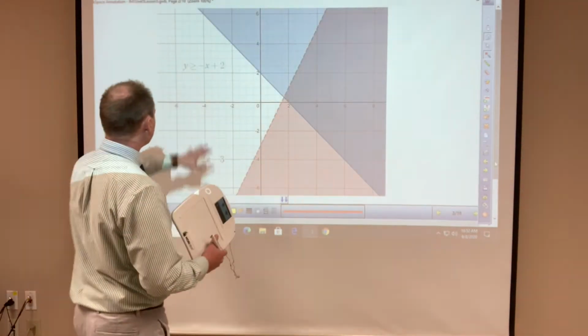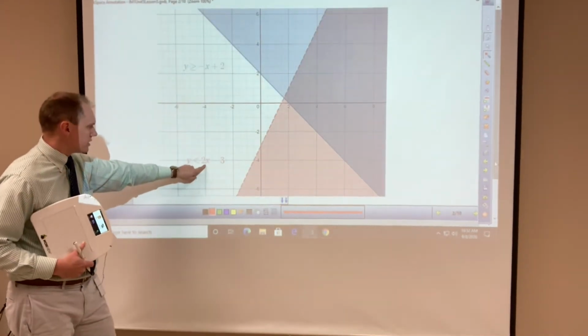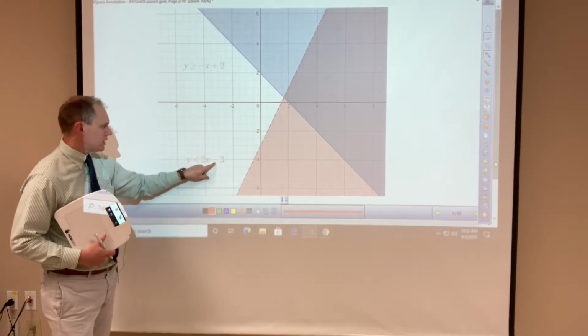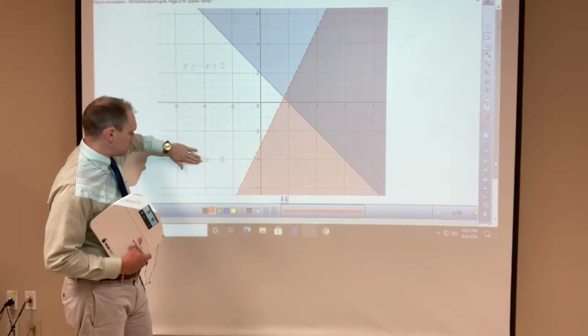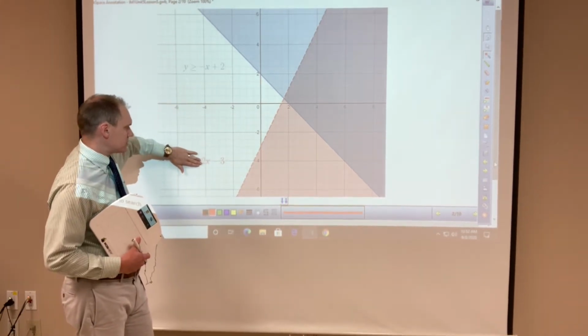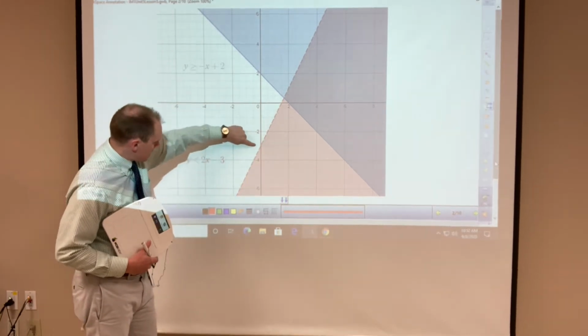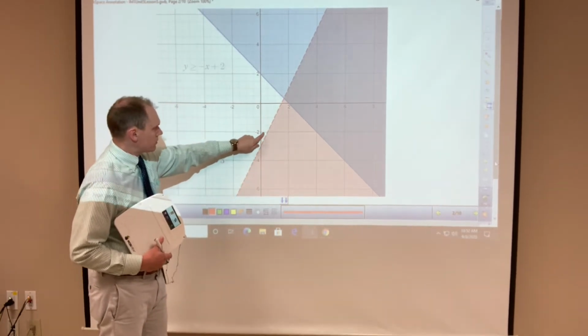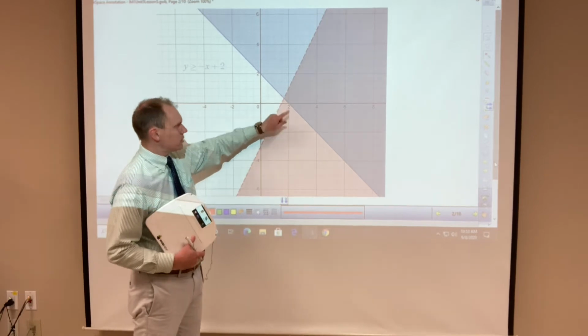All right, so we've graphed our blue one. Now we've got our red one down here. Y is less than 2x minus 3. So if we just look at the right side here, 2x minus 3, it's got a y-intercept of negative 3 right here, and a slope of 2. So up 2 over 1, up 2 over 1, up 2 over 1, and so on.